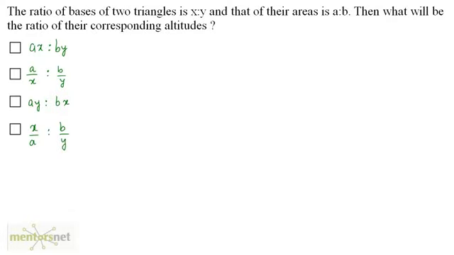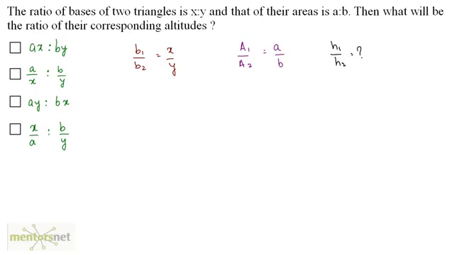The ratio of the bases of two triangles is x is to y, and that of their areas is A is to B. Then what will be the ratio of their corresponding altitudes? So the ratio of the bases is x is to y. So I can write B1 by B2 is equal to x by y. And the ratio of their areas is A is to B. So A1 by A2 is A by B. And we want the ratio of their altitudes. That's, we want H1 by H2.